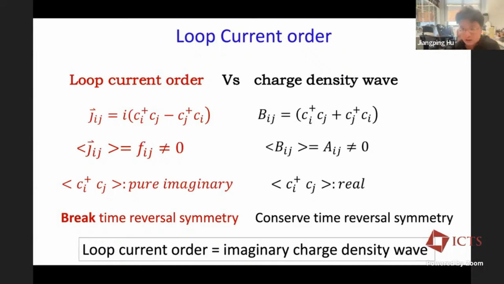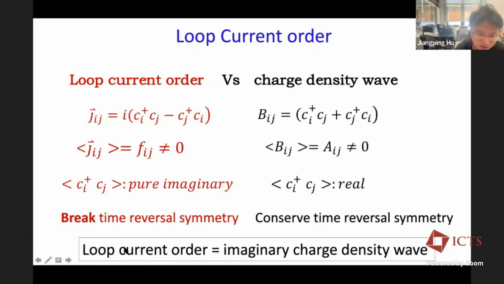So let me go on to introduce the loop current order. If we look at the loop current order and compare it with charge density wave, like this, we look at the bond. An electric current on the bond is like this, and this is the charge order on the bond. So if you have charge order, this will be nonzero, and if you have loop current order, this will be nonzero. If you look at these two formulas, you can immediately realize the hopping value in the loop current order is pure imaginary, and in charge order it is real. Of course, the electric current certainly breaks time reversal symmetry, and the charge order still conserves time reversal symmetry.